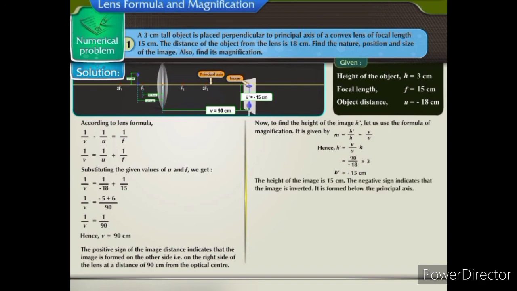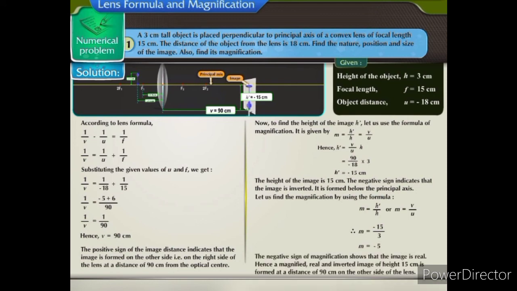The height of the image is 15 centimeter. It is negative, hence the image is inverted. It is formed below the principal axis. Let us find the magnification m using m is equal to h dash divided by h, or m is equal to v divided by u. Therefore, m is equal to minus 15 divided by 3. Therefore, m is equal to minus 5. The negative sign of magnification shows that the image is real. Hence, a magnified, real and inverted image of the height 15 cm is formed at a distance of 90 cm on the other side of the lens.